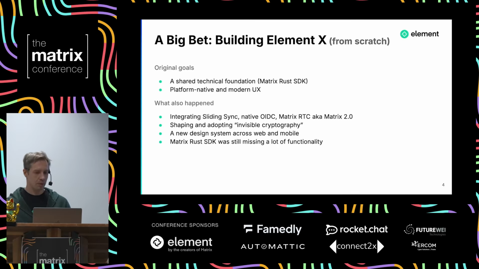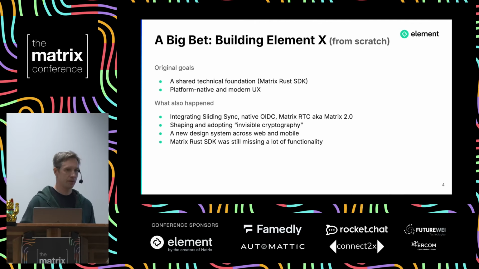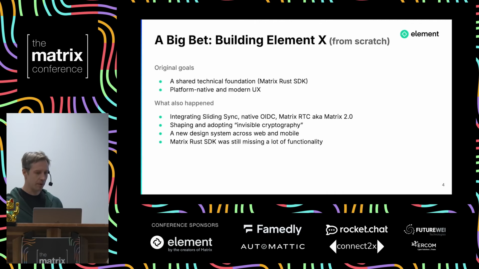So this was all those Matrix 2.0 things like sliding sync, native OIDC, Matrix RTC, none of which were actually ready at that time. They were still under development. So it was pretty much a moving target. An additional initiative that you may have heard about today is the invisible crypto, and we were shaping and adopting this into Element X. And then we obviously revisited our design system to make web and mobile apps more consistent in terms of how they look and how they feel.